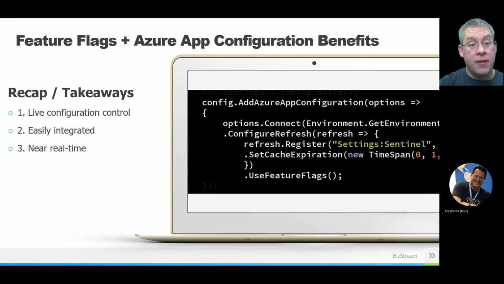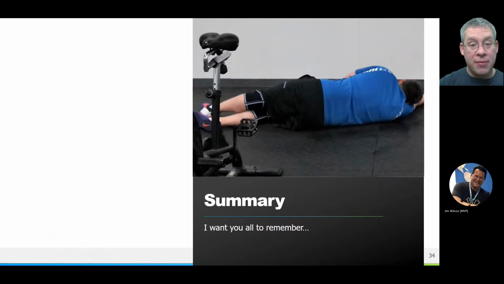From there, there's a couple key benefits and takeaways of feature flag and feature management with Azure App Configuration. It's really the idea of being able to change the configuration, the control you have, and separate it out from deployments. And that's actually what I want to talk about the most, the fact that, in summary, I want you all to remember this.